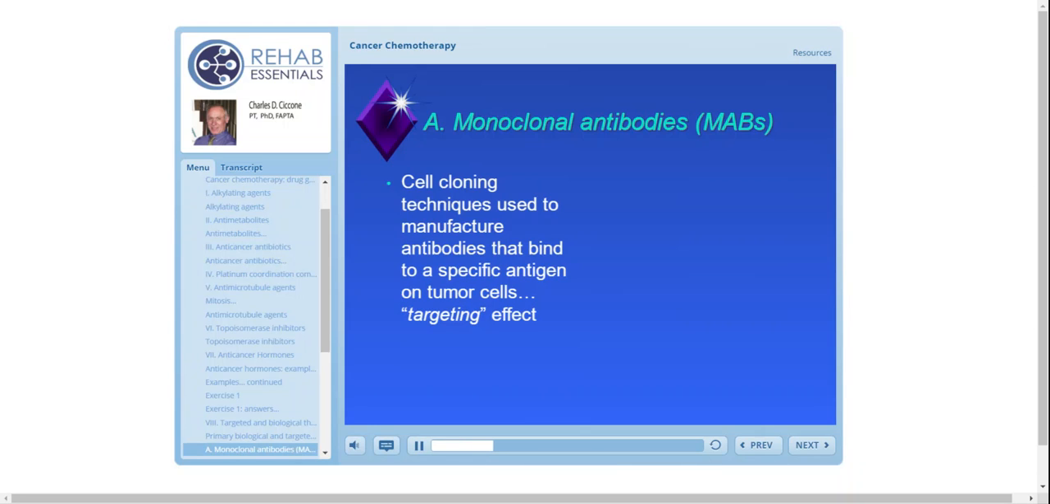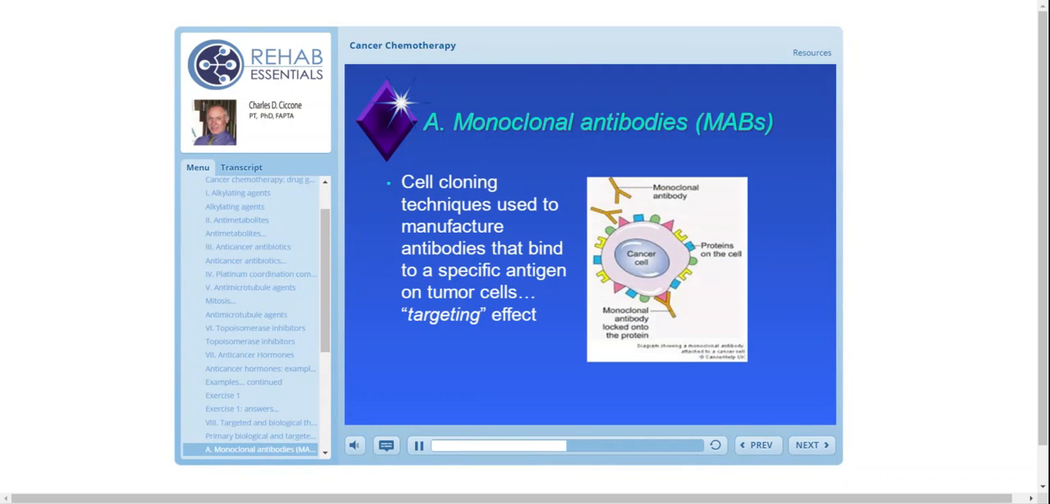These drugs are typically developed using cell cloning techniques that manufacture an antibody that's specific for a protein, an antigen, on the tumor cell. And that's our targeting effect. This diagram shows that the antibody is going to be drawn to a specific protein or antigen that's on the cancerous cell. If this protein does not exist on the healthy cell, that drug, that antibody, should just pass it by. The question then is, well, how does this antibody affect the growth of the cancer cell? Let's look at some of those ideas.